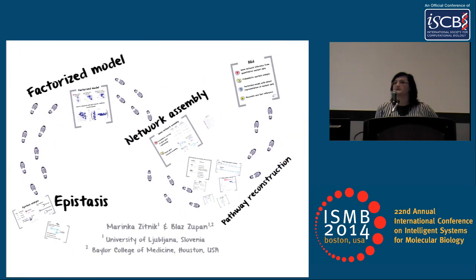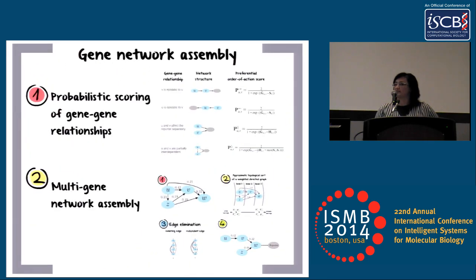So once we have this latent data representation, obviously the next step is to assemble the G network. And for assembly of the G network, we first score all pairs of genes according to different types of relationships that we model. If you remember from the beginning, we modeled 4 types of relationships: epistasis, partial interdependence, and parallelism.